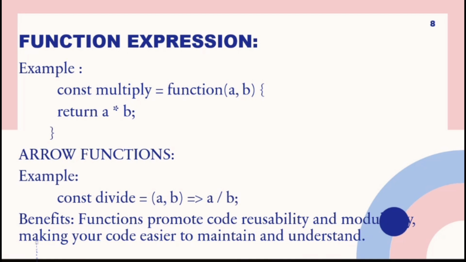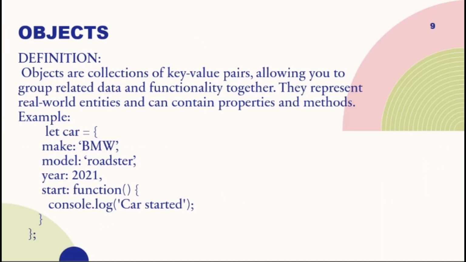Now, section 4: Objects. Objects in JavaScript are collections of key value pairs, allowing you to group related data and behavior. Think of them as a representation of real-world entities. They can contain properties and methods. Here is an example about objects. You may look into it.